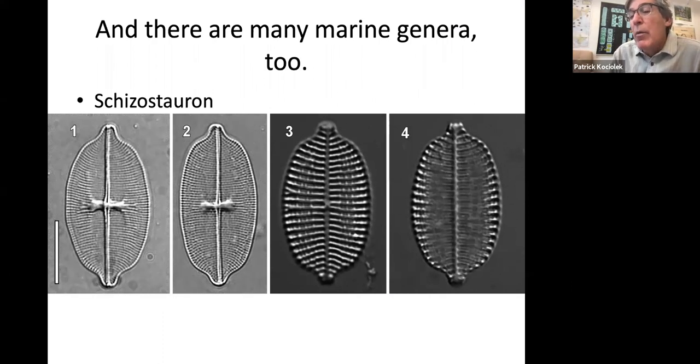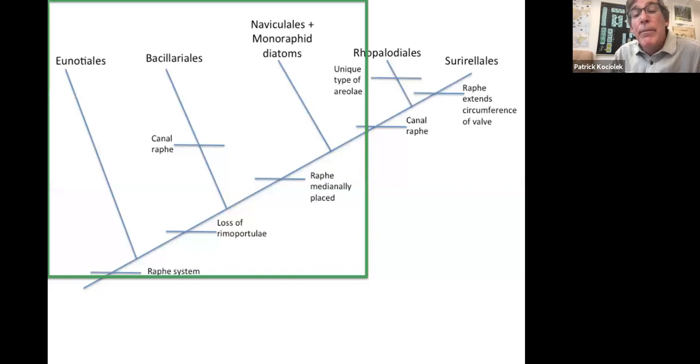So there is a classification system that's still in use that recognizes monoraphid diatoms as a group. And so, are monoraphid diatoms monophyletic? This little blue line here is kind of a shorthand for the raphid diatom relationships of major lineages. And this little green box is just telling us we're going to be looking in that zone here.